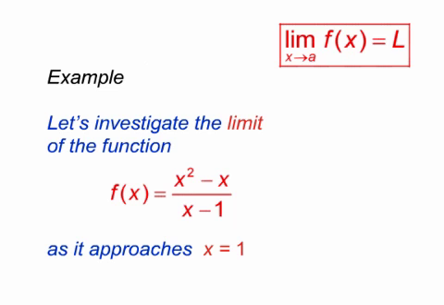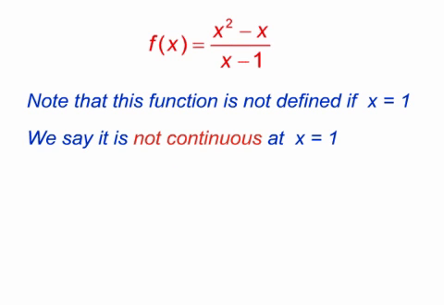Now let's investigate the limit of a more complicated function. Here the function f(x) is equal to x squared minus 1 divided by x minus 1. Again, as x approaches 1. Let's investigate this function more closely. Notice that if we let x equals 1, the denominator of this function will be 0. In other words, it's not defined at x equals 1. We say it is not continuous at x equals 1.